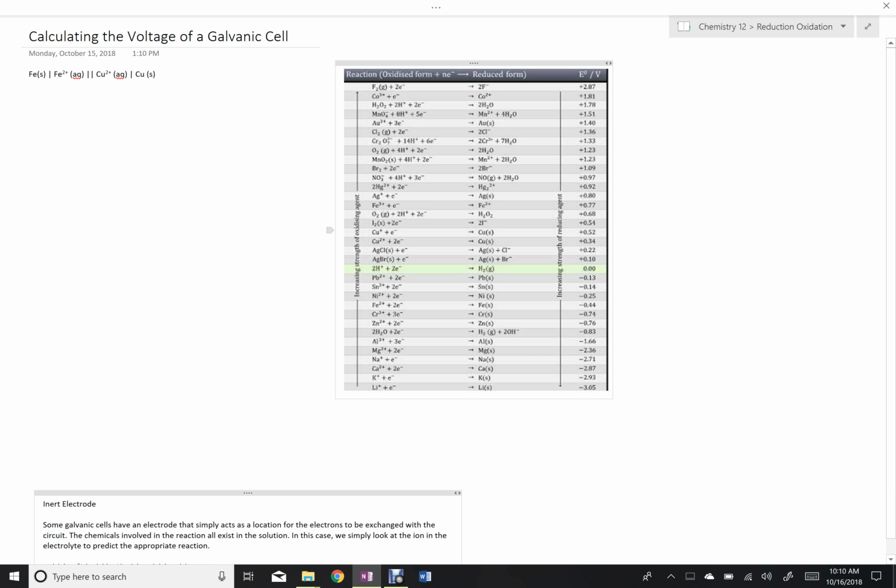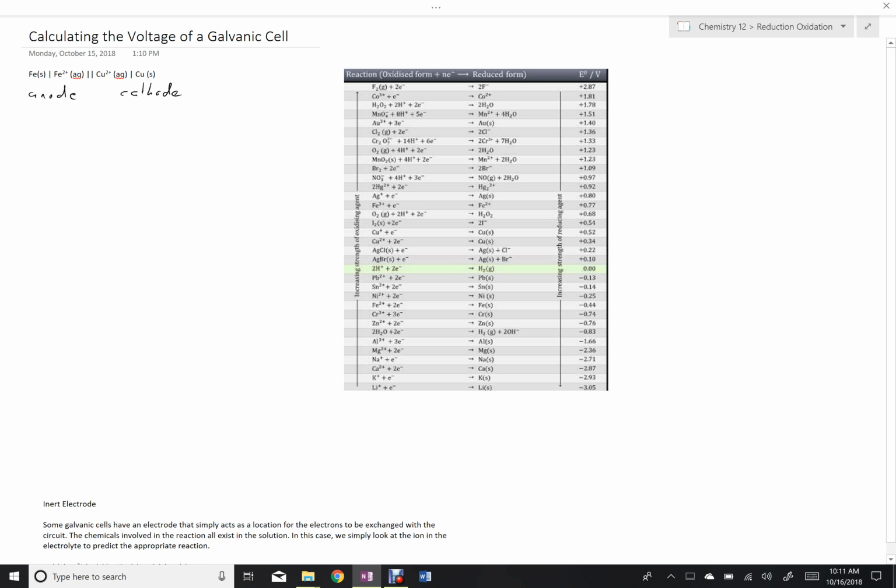Okay, calculating the voltage of a galvanic cell. I'm just going to do a couple really quick examples here where we're going to see how to do it if you're actually given the galvanic cell in this notation. So here we have iron that's going to go to iron 2 plus, and copper 2 plus is going to go to copper. This is representing our anode. This is our cathode.